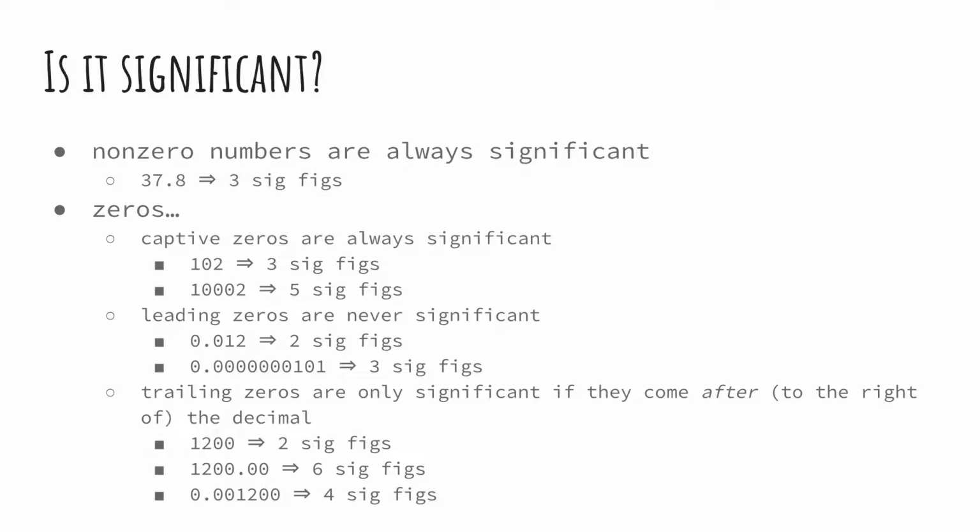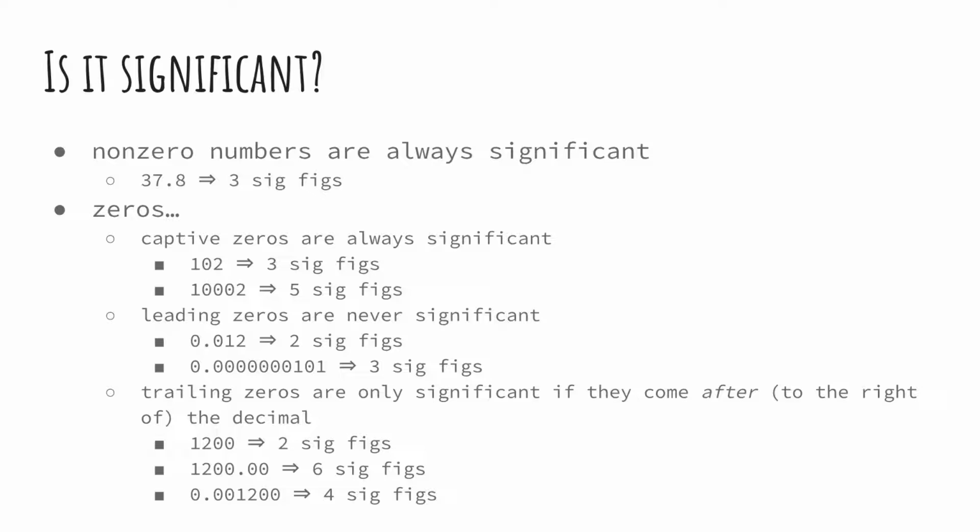So we look at the number 1200. The 1 and the 2 are significant. The zeros are not significant. They're trailing zeros. They come before the decimal place. Then we look at 1200.00. The 1 and the 2 are significant. Those two zeros at the end, those are trailing zeros after the decimal place, so they are significant. And then the other two zeros, they've become captive zeros caught between significant figures. Therefore, they are now also significant. So 1200.00, 6 significant figures.